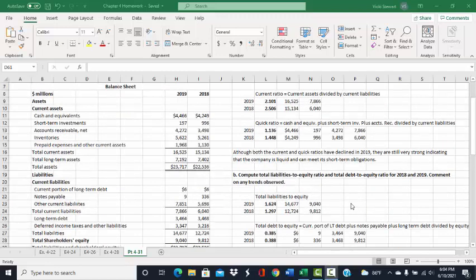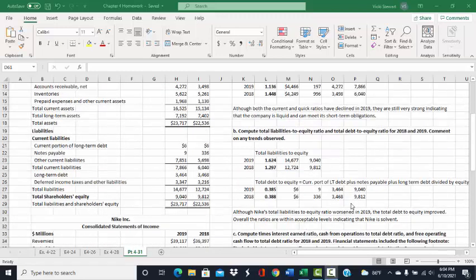The B part states compute total liabilities to equity ratio and total debt to equity ratio for 2018 and 2019 and comment on any trends observed. So first we're going to compute the total liabilities to equity, and we have those two ratios, and then we compute total debt to equity, which is the current portion of long-term debt plus notes payable plus the long-term debt divided by equity. And we notice our total liabilities to equity has gone up, and our total debt to equity, though, has very slightly decreased.